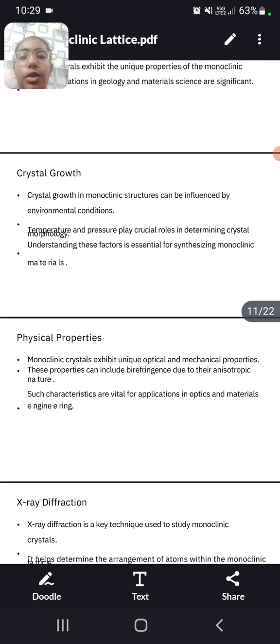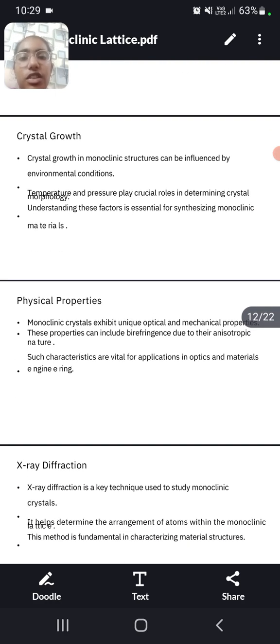Crystal growth. Crystal growth in monoclinic structures can be influenced by environmental conditions. Temperature and pressure play crucial roles in determining crystal morphology. Understanding these factors is essential for synthesizing monoclinic materials.